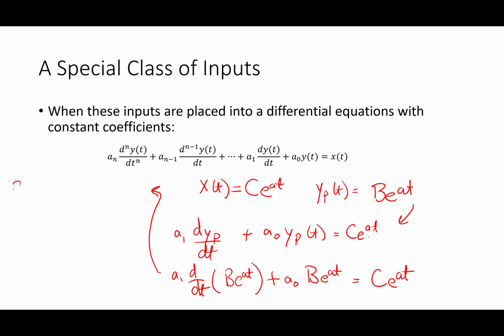Yeah, so it becomes a1 times a times b e to the at, right? Because the derivative of e to the at is a times e to the at, plus a0 times b e to the at. That's all equal to c e to the at. I got a simplification I can make there, don't I? How can I simplify both sides of that expression?